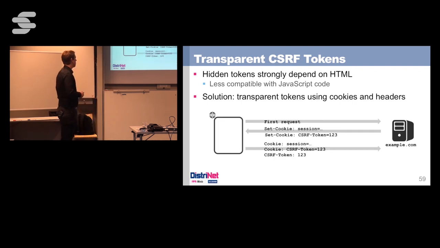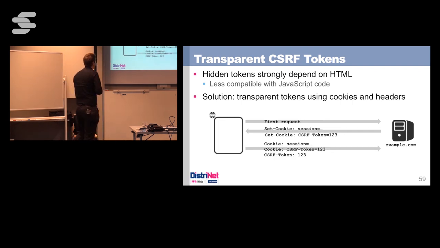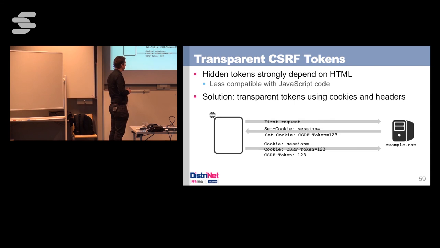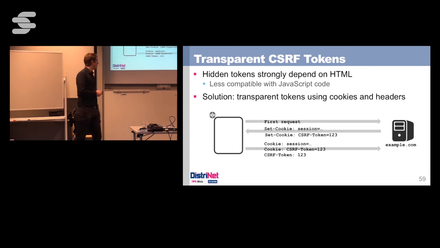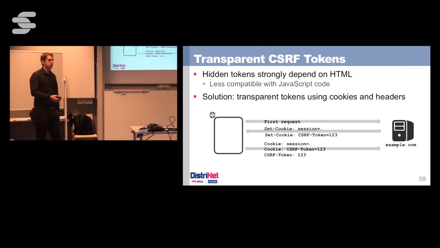On every subsequent request, my client-side application will read this cookie and attach it as the CSRF token in a header. So the server now receives my session state in a cookie header. That's normal. It receives its own CSRF token, set as a cookie, that's being sent as well. And it receives an additional header containing the token 123. Server will compare these two, and if they match, then it knows that the request was sent from the application.